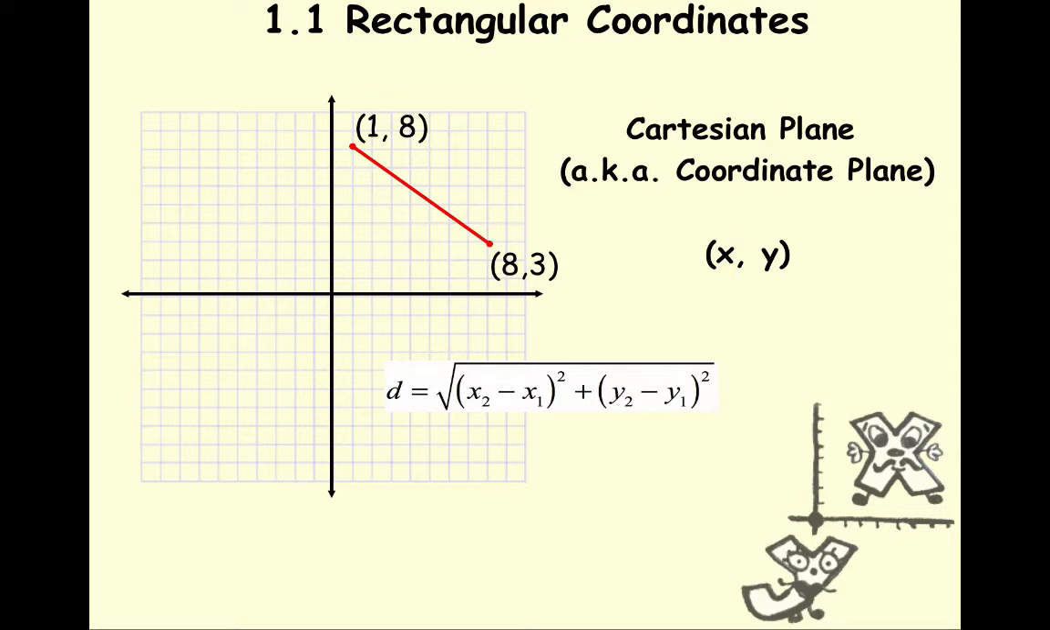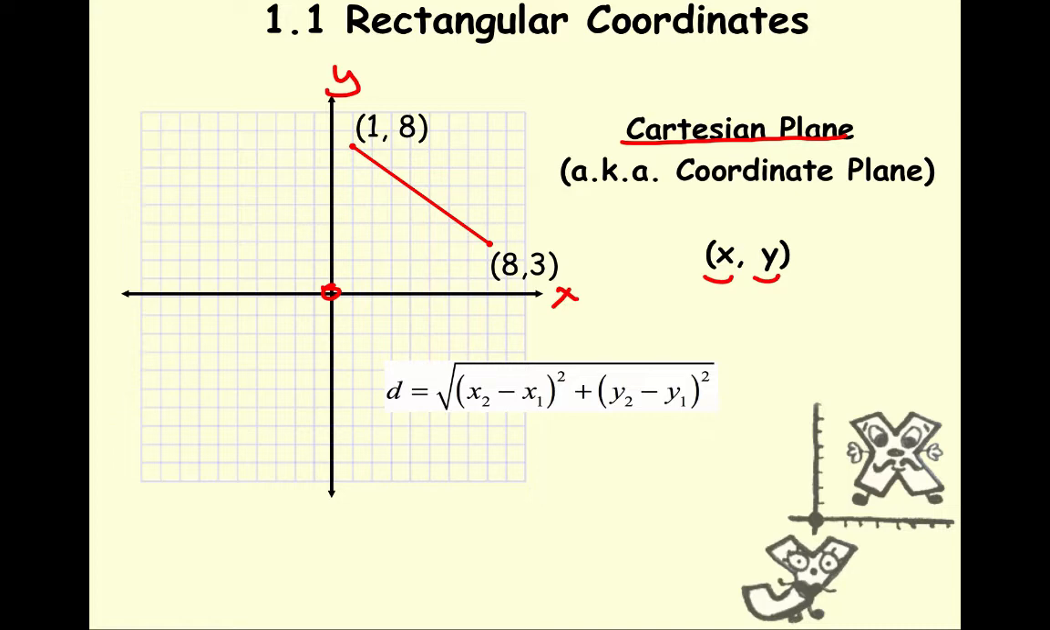This has a formal name other than a coordinate plane. It's the Cartesian plane. There's a story behind the name, but Cartesian plane is a fancy phrase for coordinate plane. The reason it's called a coordinate plane is because every point on here can be located by knowing the horizontal distance from the origin, x, which is our horizontal axis, and the vertical distance from the origin, which is our y-axis.